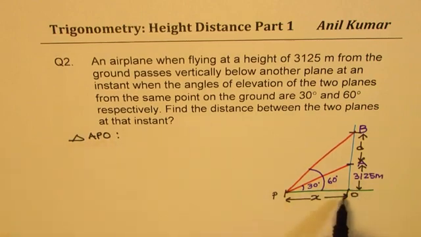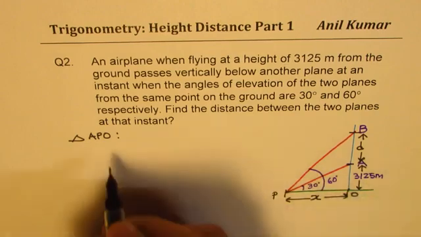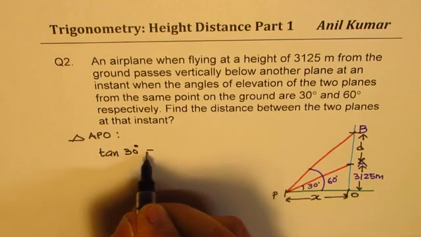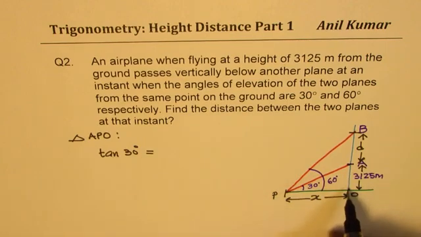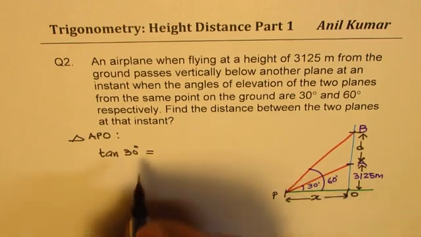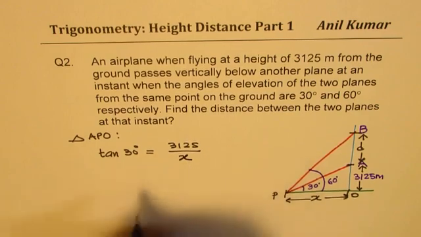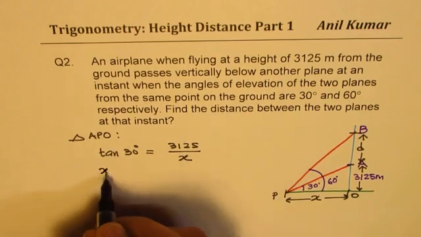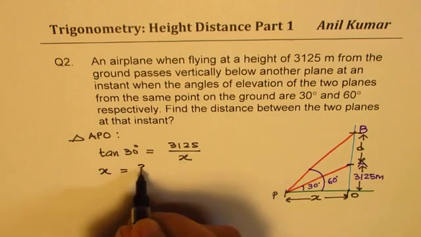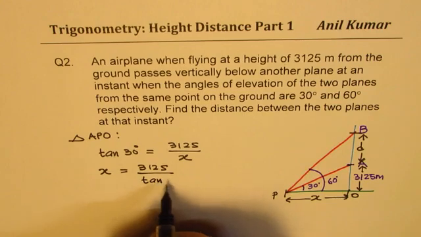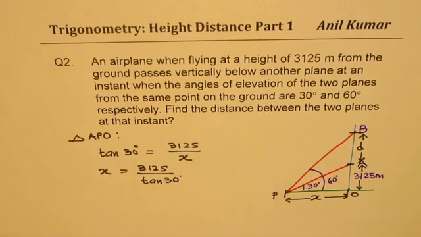Now in this particular triangle, you can use tan 30. So we can use the tan ratios. We can say the tan of 30 degrees is equal to the opposite side over x, which is 3125 over x, correct? So we can cross multiply and get the value of x, which is 3125 divided by tan of 30 degrees. Now, many times calculator is not allowed.